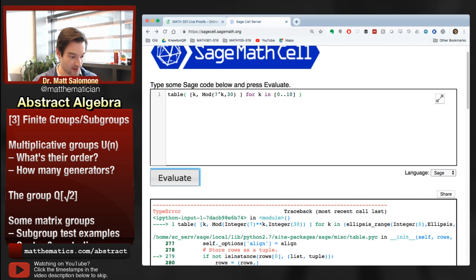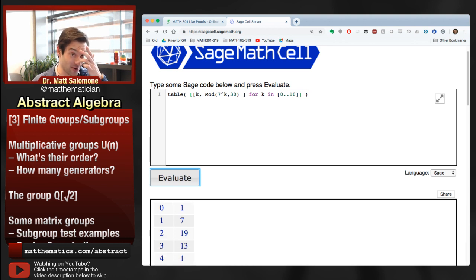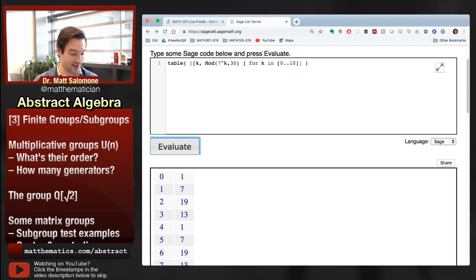I am much more conversant with LaTeX. Last week in the live stream you got to see me write LaTeX code in real time. Today you get to see me do Sage code in real time, and I'm very much a novice at Sage. But anyway, this looks as though it's done it now.